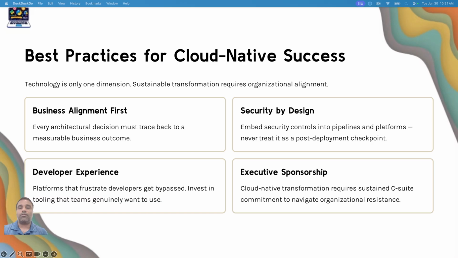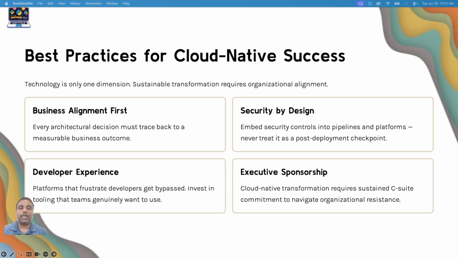So, best practices for cloud native success. Technology is only one dimension. I have seen technically excellent migrations fail because of organizational misalignment. Four practices matter. Business alignment first. Every architecture decision must trace back to a measurable business outcome. If you can't explain the business value, question the decision, right? Security by design. Embed security controls into pipelines and platforms. Never treat it as a post-deployment checkbox.